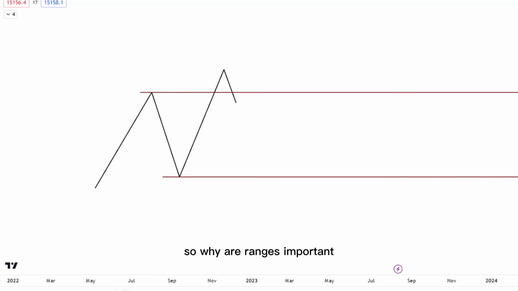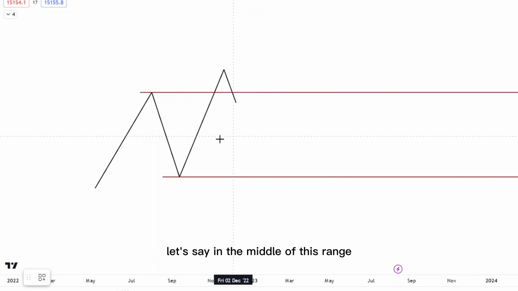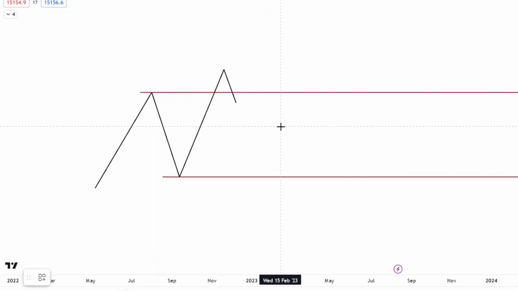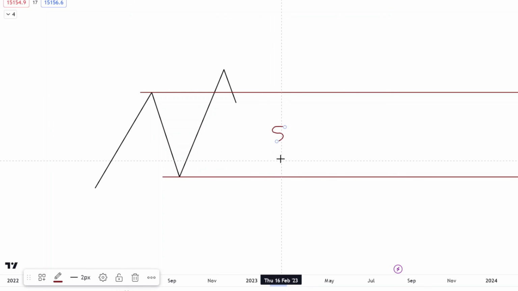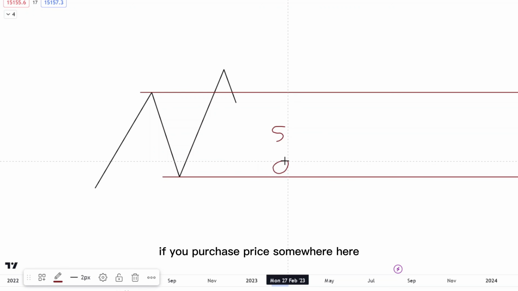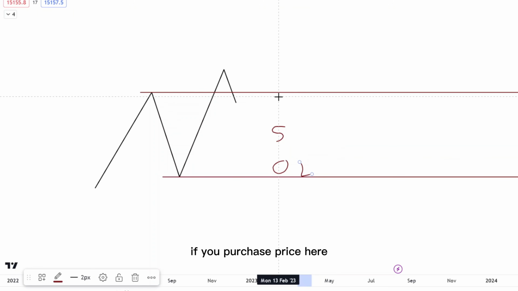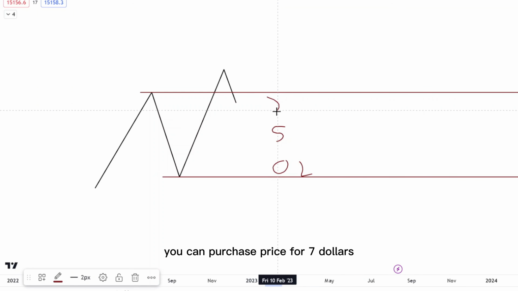So why are ranges important? Institutions buy and sell price inside of these ranges. So when you find a range, this is where institutions are going to conduct business. So think about it as simple as this. Let's say in the middle of this range, you can purchase price for $5, of course, hypothetically. If you purchase price somewhere here, you can purchase it for $2. If you purchase price here, you can purchase price for $7.